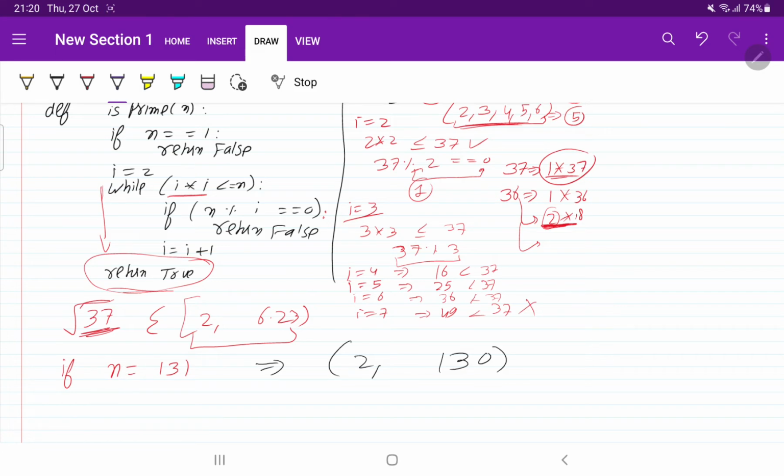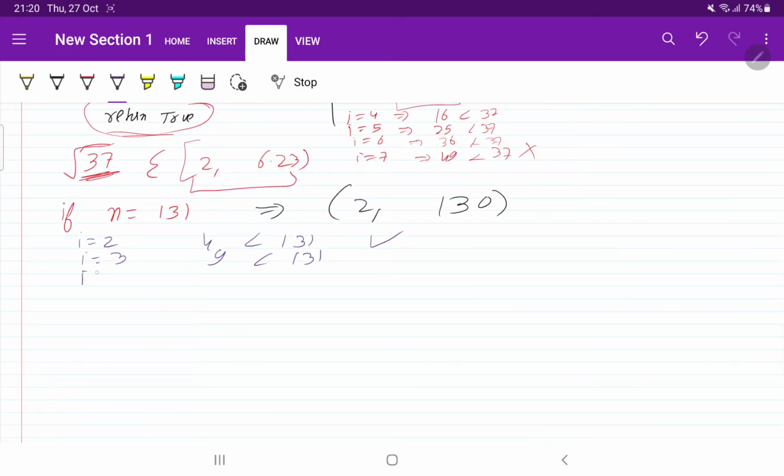For i will become 2 this time. So i will be 2. So 4 is less than 131. Yes. So is it divisible? No. Then we will check for i equal to 3. 9 is less than 131. Then i equal to 4, 16. Then 25 for i equal to 5. i equals 6, it is 36. And similarly for 10 you are going to get 100. And if i is equal to 11, you are going to get 121. So you are going to check only 11 times. And if it is not divisible in 11 checks, then it means the number is prime.